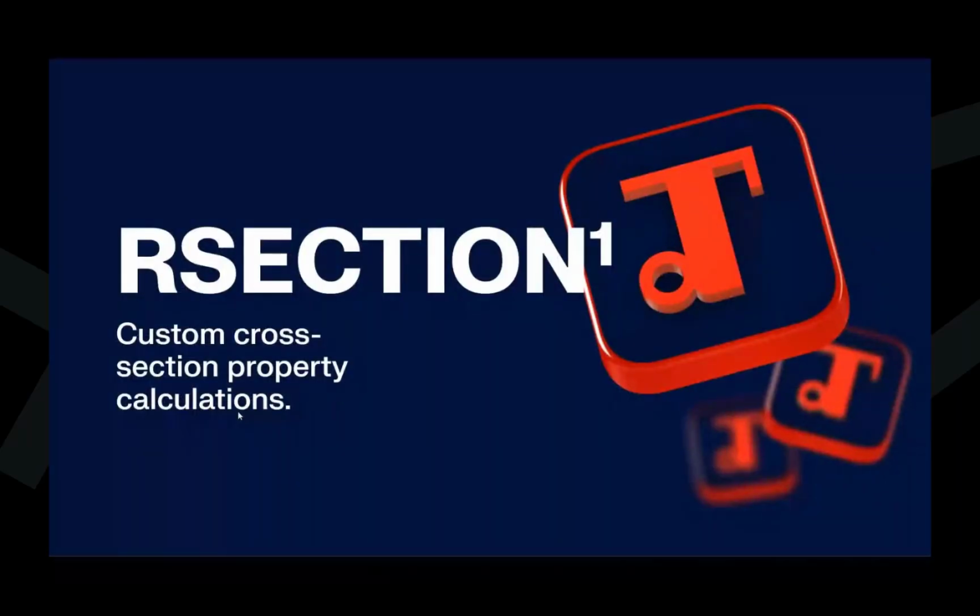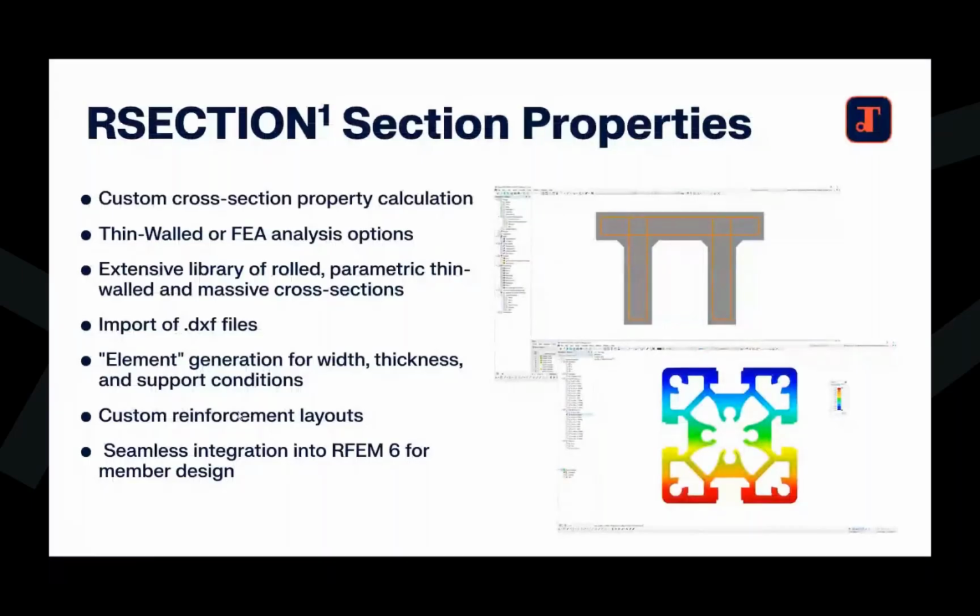So now we'll move away from RFEM and into a couple of our standalone programs. So you have heard me mention our RSECTION program. This helps us calculate the properties of these custom cross sections. And within this standalone program, we have the ability to calculate either for thin-walled elements or an FEA analysis type. So both options are offered for thin-walled cross sections or for more massive type sections like concrete.